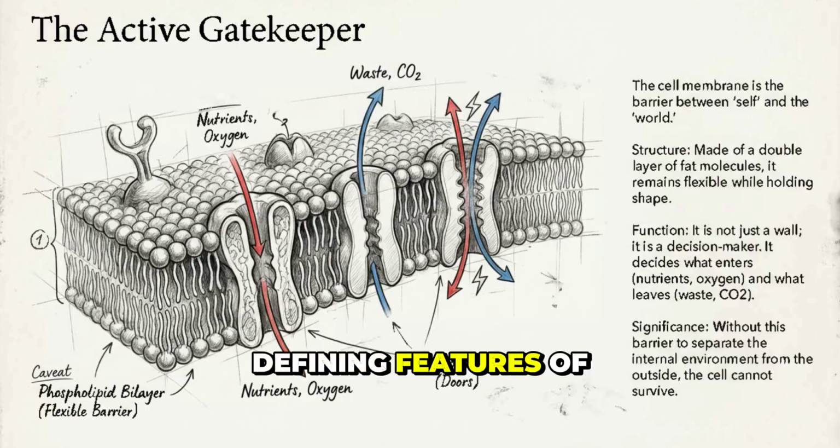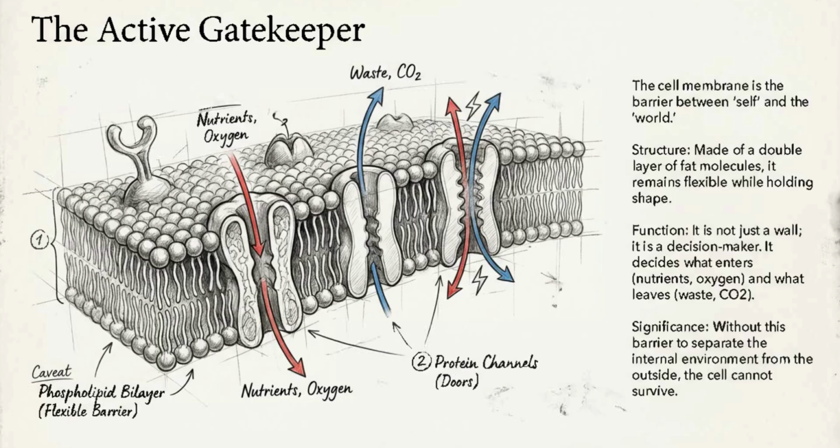One of the defining features of life is the ability to maintain an internal environment that's different from the outside world. Cells carefully control what enters and what leaves. They regulate water, electrolytes, oxygen, and waste. When that control is lost, the cell can't survive for long.